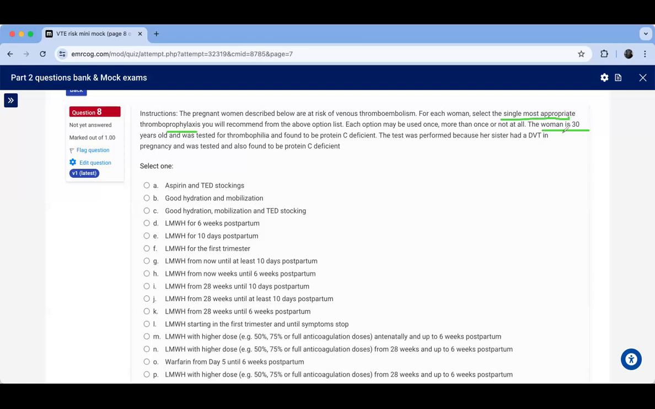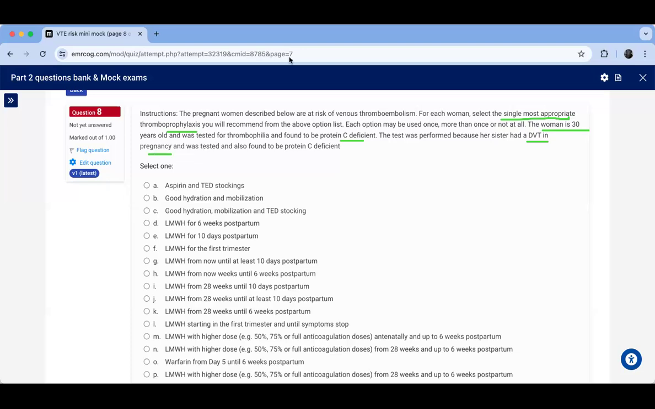The woman is 30 and she was tested for thrombophilia and found to have protein C deficiency. Do you remember what protein C deficiency is? Is it a low-risk thrombophilia or a high-risk thrombophilia? It was a high-risk thrombophilia with intermediate risk, with score 3. Yes, very well. You remember the table. The test was performed because her sister had a DVT in pregnancy. So she had a significant family history as well. Her sister also had protein C deficiency.